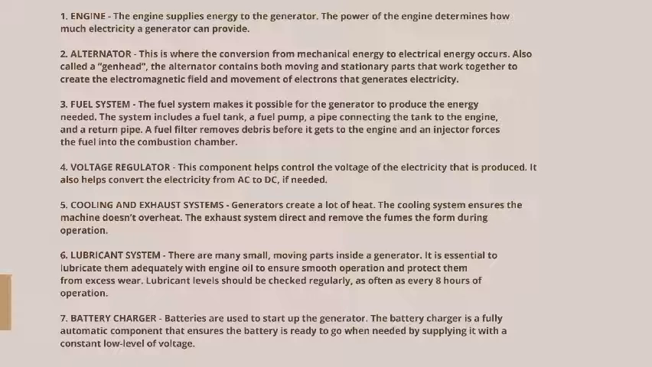Lubrication system. There are many small moving parts inside a generator. It is essential to lubricate them adequately with engine oil to ensure smooth operation and protect them from excess wear. Lubricant levels should be checked regularly, as often as every 8 hours of operation. Battery charger. Batteries are used to start up the generator. The battery charger is a fully automatic component that ensures the battery is ready to go when needed by supplying it with a constant low level of voltage.